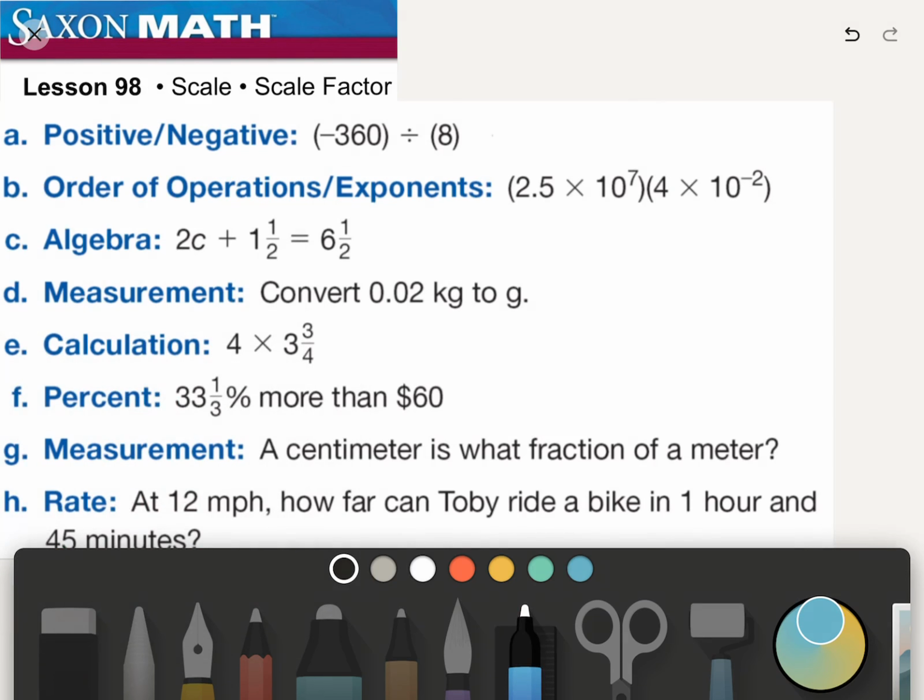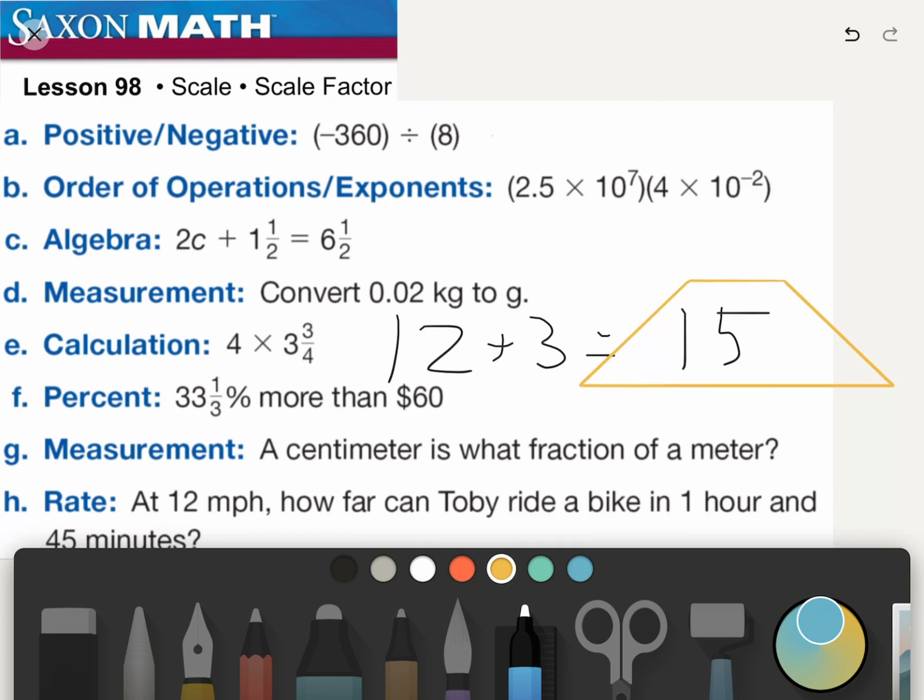Calculation. So 4 times 3 is 12. And spoilers, 3/4 of 4 is 3. You heard it here first. That gets us an answer of 15 with the trapezoid.